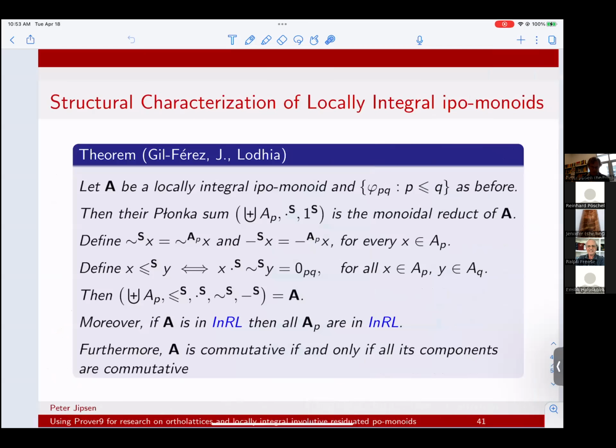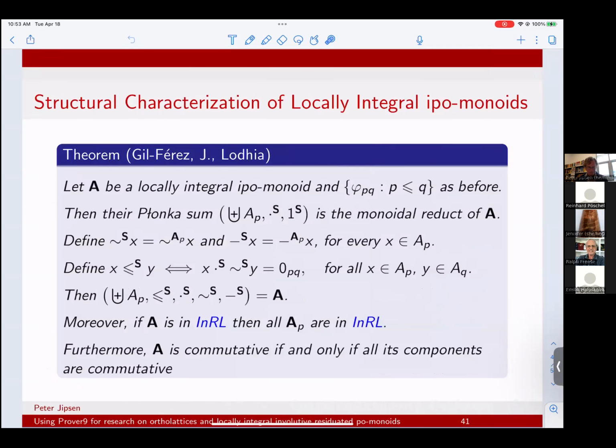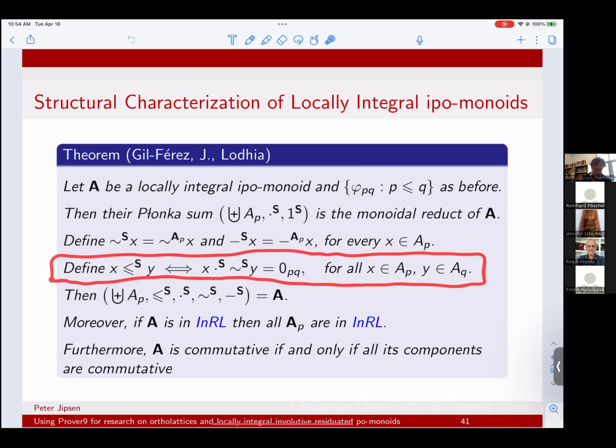And now here's the current research standing: in general, if you're in any locally integral IPO monoid, and you have a family of homomorphisms that are just a cone for a functor, then the Plonka sum of this family is going to be the monoidal reduct of A. The negations work just on each component. You can define the partial order. This was the key insight that we were lacking in the previous results with Melissa.